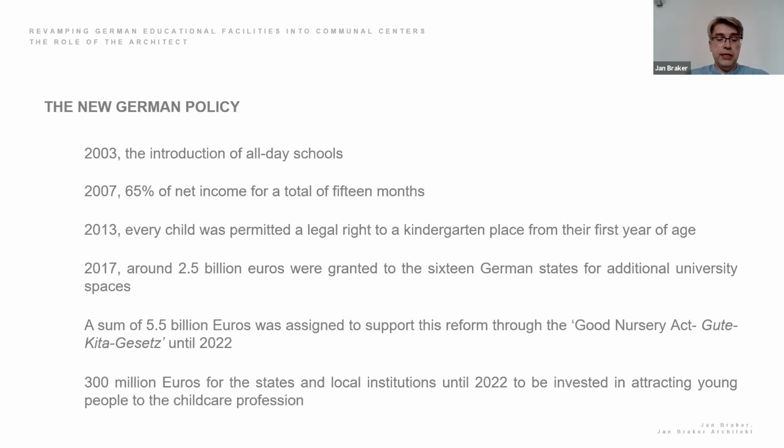Since 2013, every child was permitted a legal right to a kindergarten place from their first year of age, where federal states invested heavily in the expansion of childcare facilities for infants and schools for older children. In 2017, around 2.5 billion euros were granted to the 16 German states for additional university spaces.